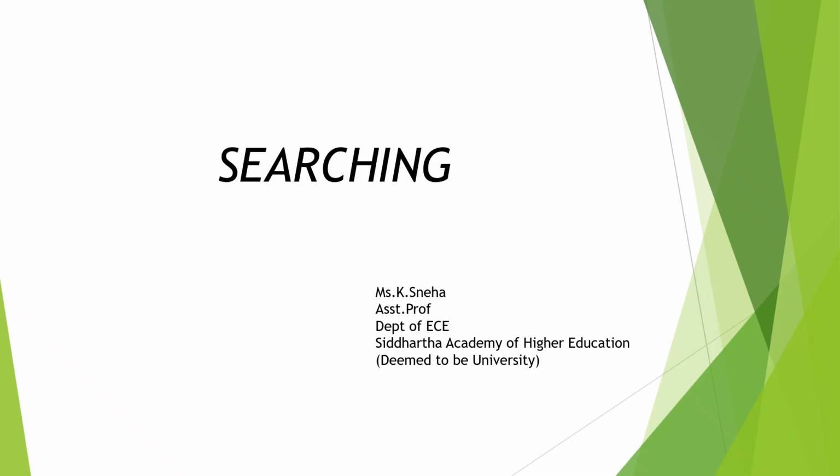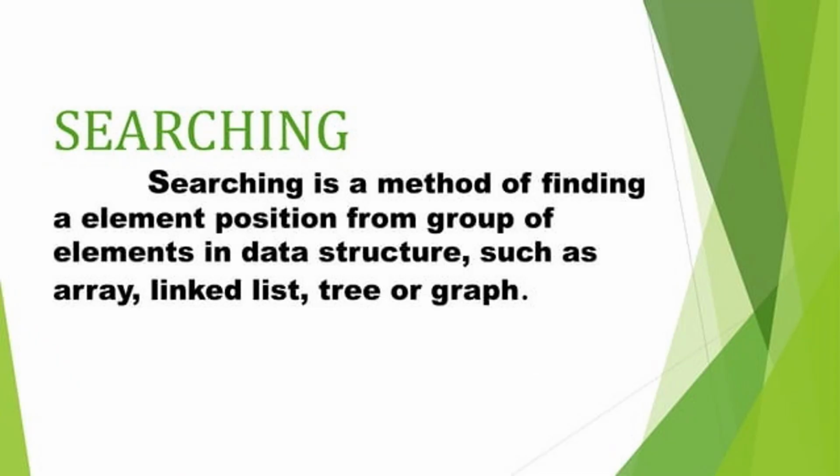Now I am going to discuss searching technique. Searching is a method of finding an element's position from a group of elements in a data structure such as an array, linked list, a tree or a graph. This slide defines the concept of searching in computer science. It explains that searching is a process of locating the position of a specific element within a collection of data. It also mentions various data structures where searching is performed.